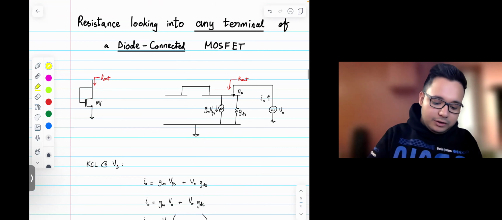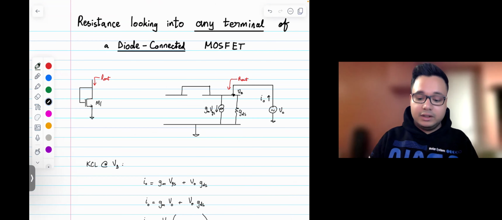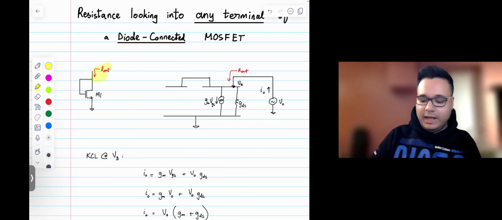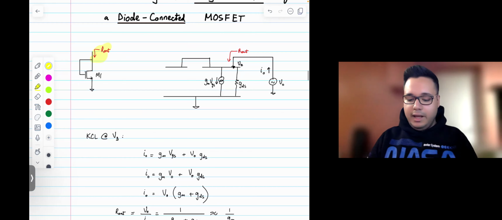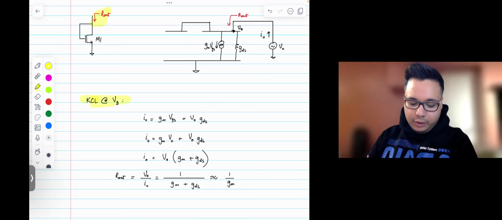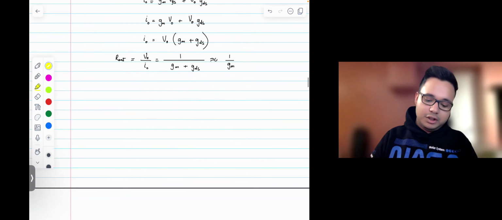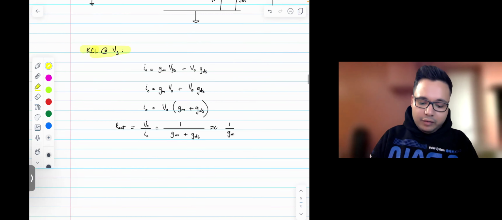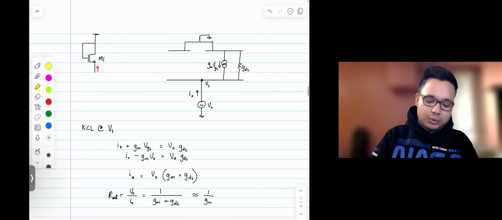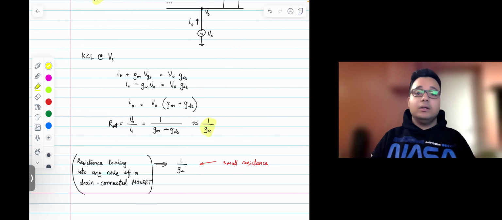Now, going on to the third example, resistance looking into any terminal of a diode connected MOSFET. So now we have a diode connected MOSFET, and this is the R out. And I have drawn the small signal model and basically done all the work. And if you do KCL at the node VD, you can find out that R out is roughly equal to 1 over GM. It's a very simple derivation. And again, here we looked at the drain of a diode connected MOSFET. Over here, we look at the source of a diode connected MOSFET, and we will find out that R out is still 1 over GM.